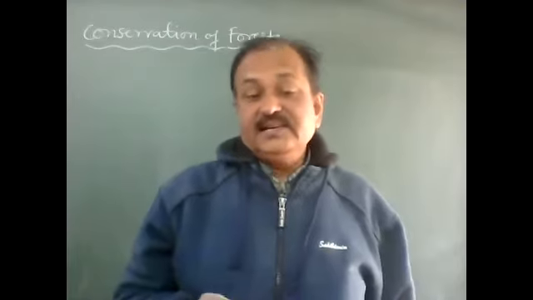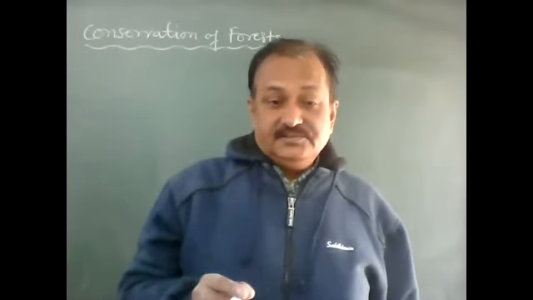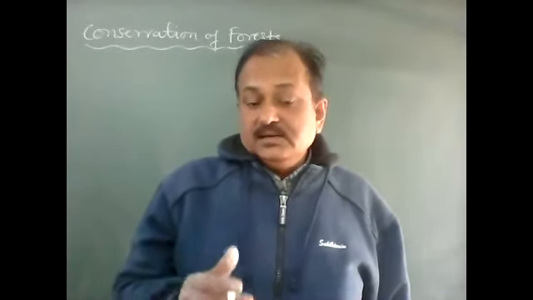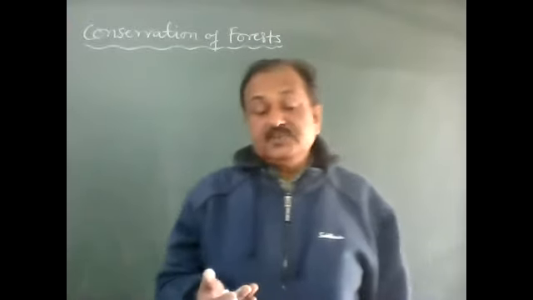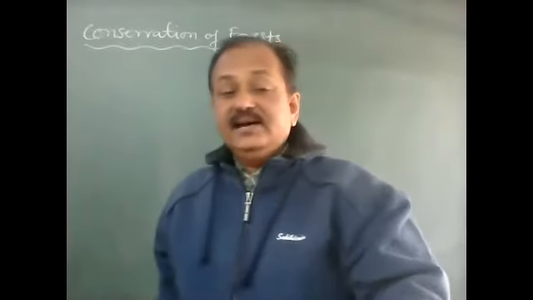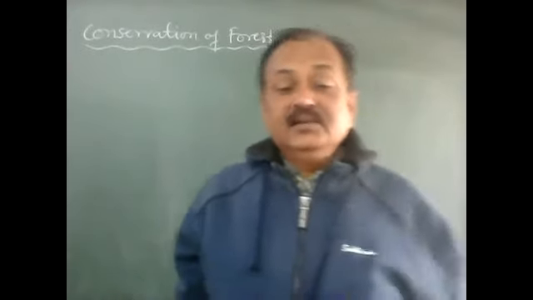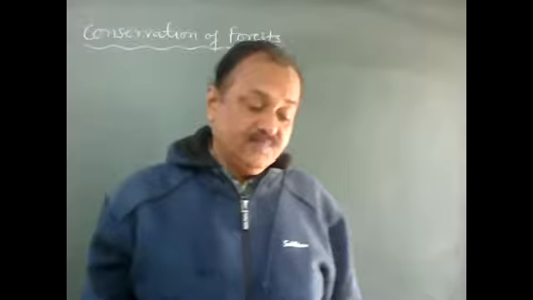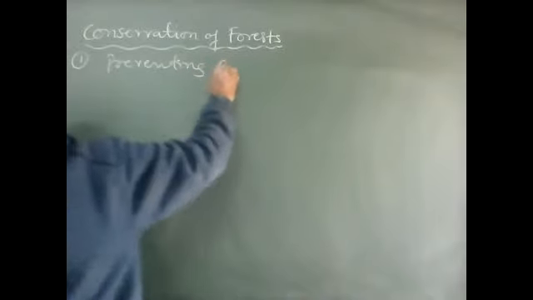But forests throughout the world are under threat, and the land covered with forest is decreasing year by year due to different reasons, due to the reluctant nature of persons, countries, nations. They are reluctant to take care of the forests. So in this condition, there are certain points, and the points are very much important. The first point is preventing overgrazing.